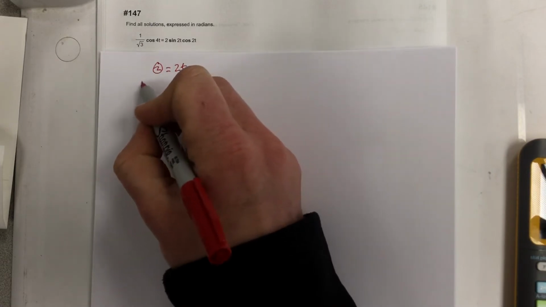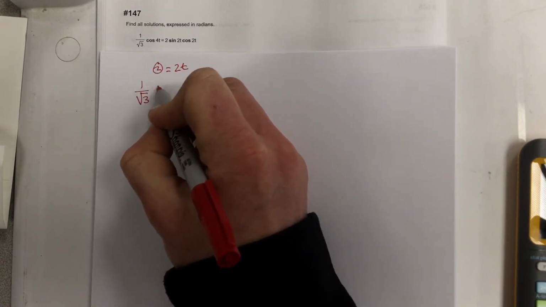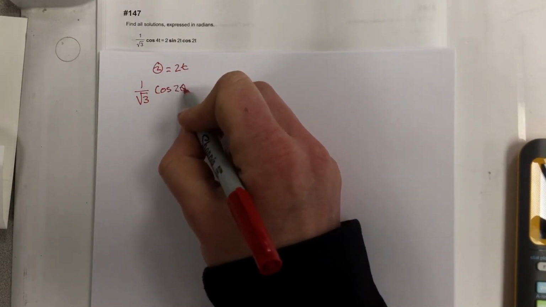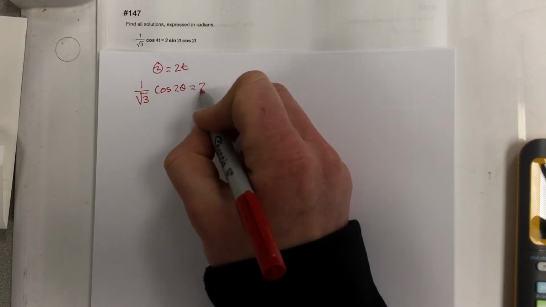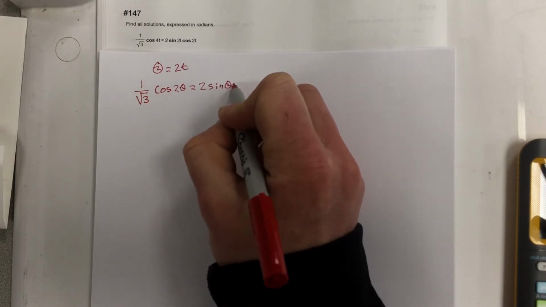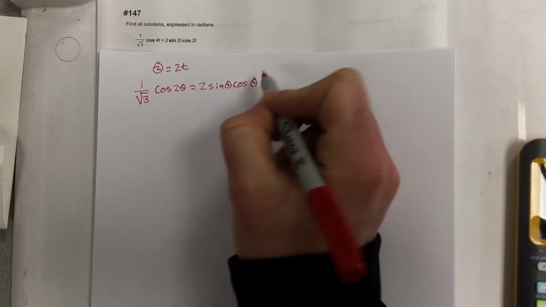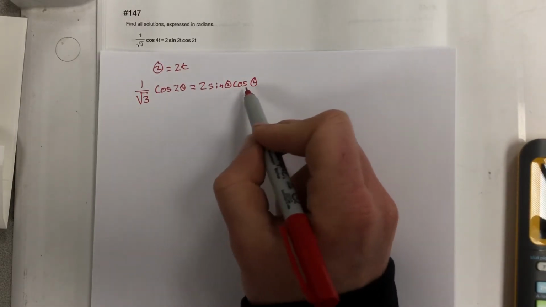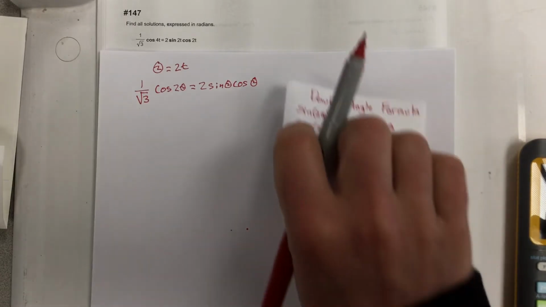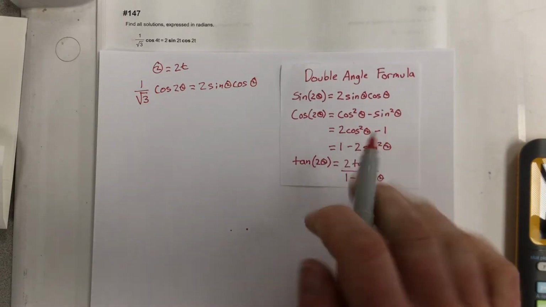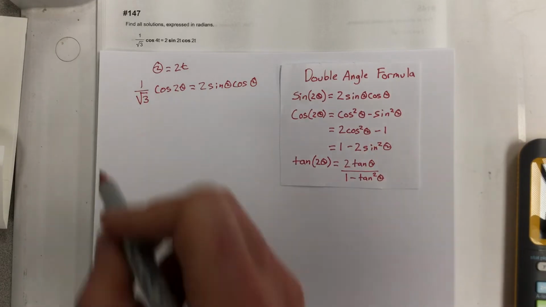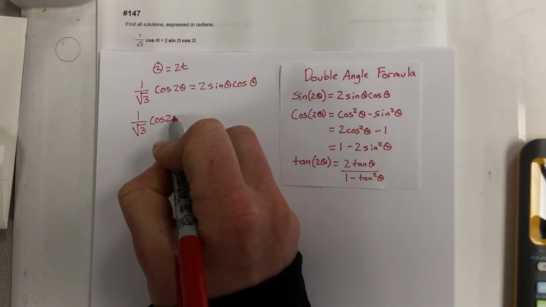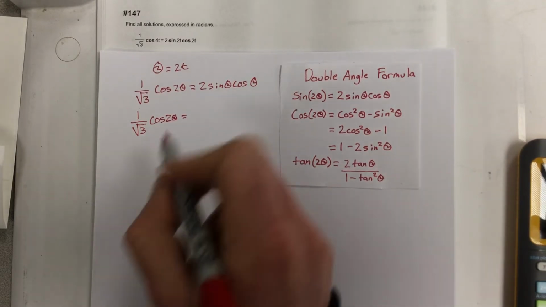Well, when I do that, that'll be 1 over root 3 cosine of 2 theta equals 2 sine theta cosine theta. Well, I can see that now this is actually one of our double angle formulas. If I pull that back out, I have 2 sine theta cosine theta is actually sine 2 theta, so I'm going to write that as 1 over root 3 cosine 2 theta equals sine 2 theta.